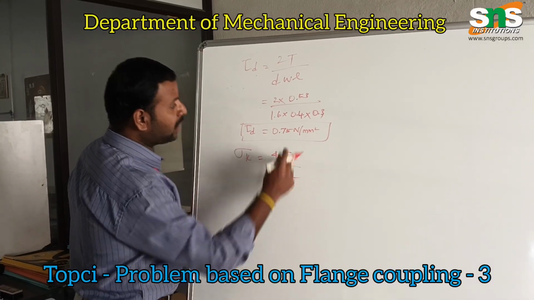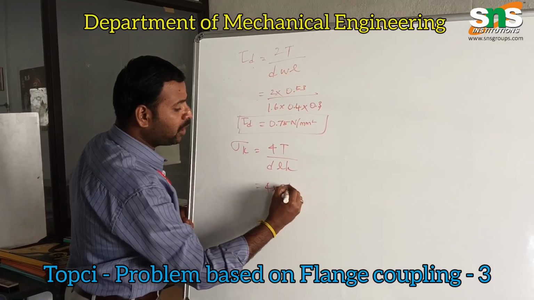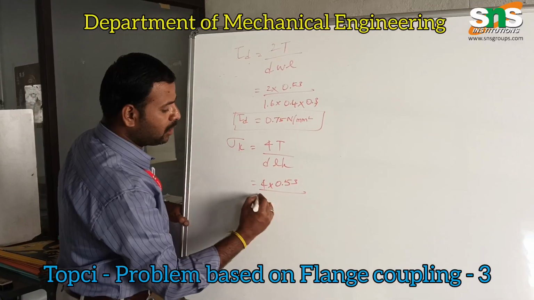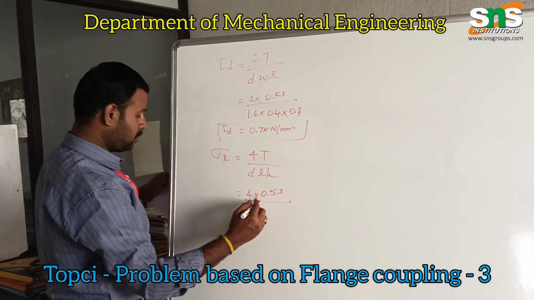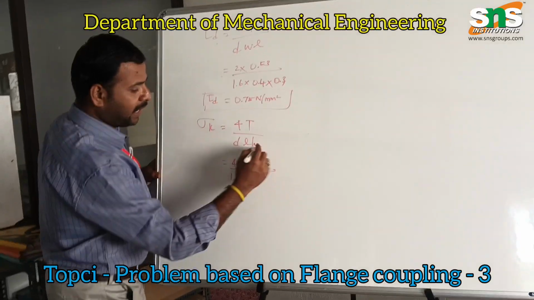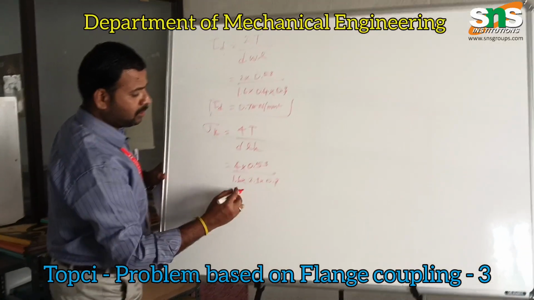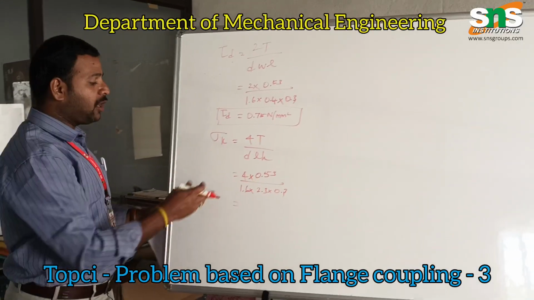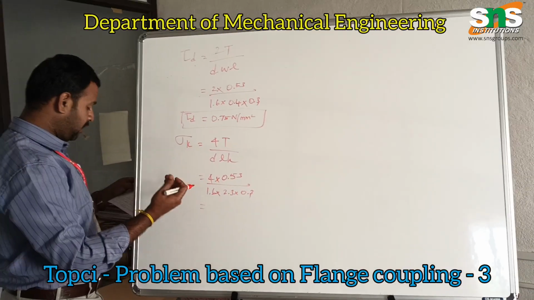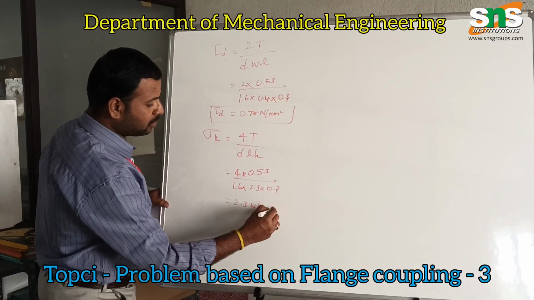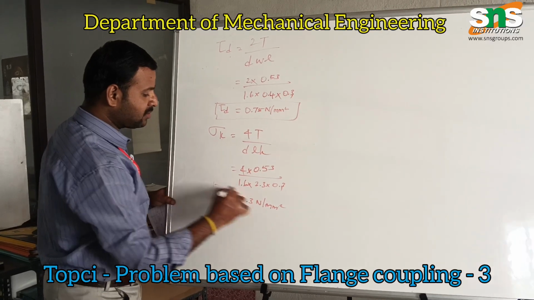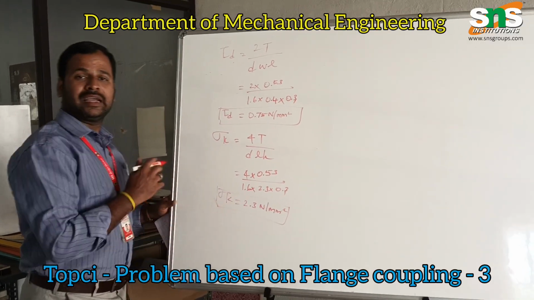So 4 into the torque value 0.53 divided by 1.6 into length, which will be 2.3, and the height will be 0.3. So calculating the upper values and lower values, finally we are getting the value like 2.3 Newton per mm square. So this is called the crushing stress value of the key.